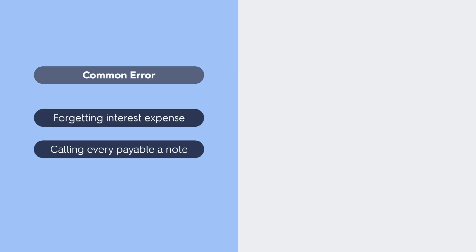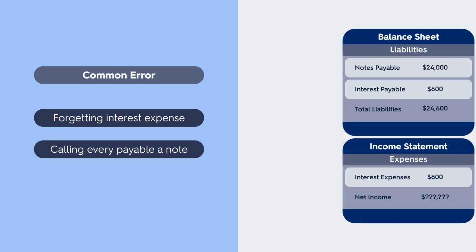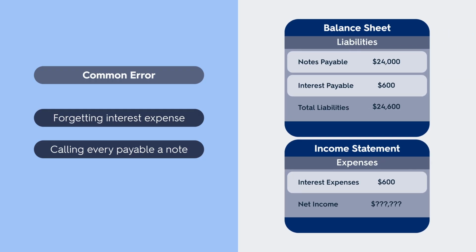A common error is recording only the original borrowing and forgetting the interest. Another is labeling every amount owed as a note payable. Ask 2 questions. Is there a formal note? And is there interest or a stated due date in the agreement? Those clues help you classify it correctly.